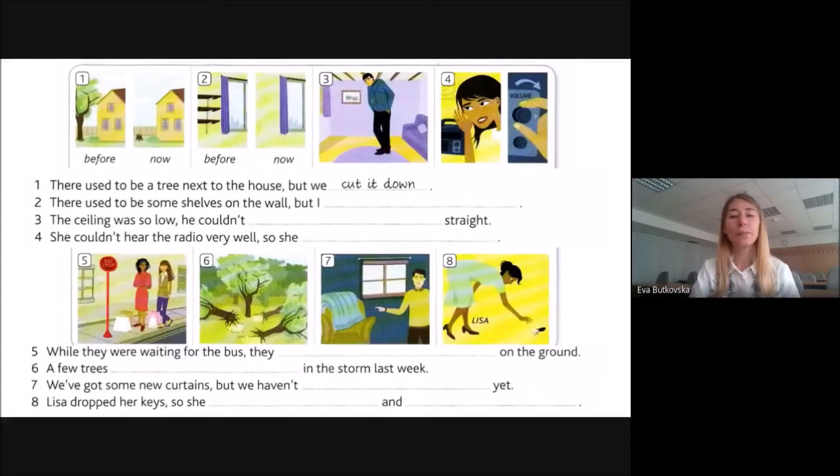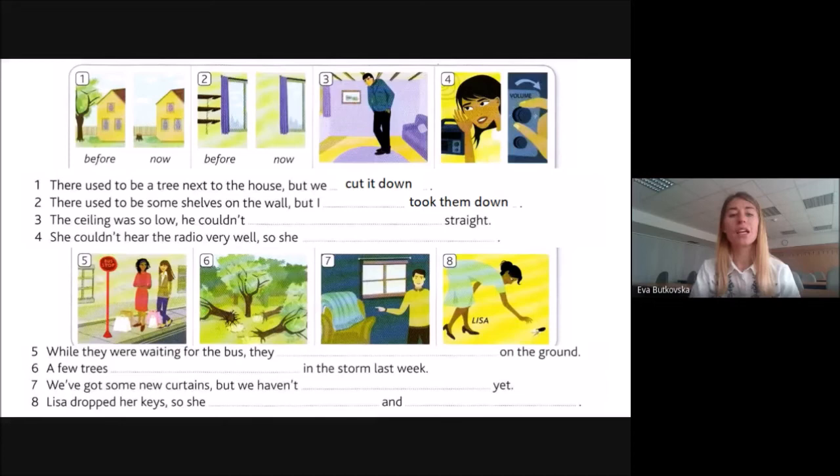So I want you to look at the pictures. For example, number 1. There used to be a tree next to the house, but we cut it down. Let's look at the second picture. There used to be some shelves on the wall, but does anybody know the answer? I took them down, or put them down, you could say as well.